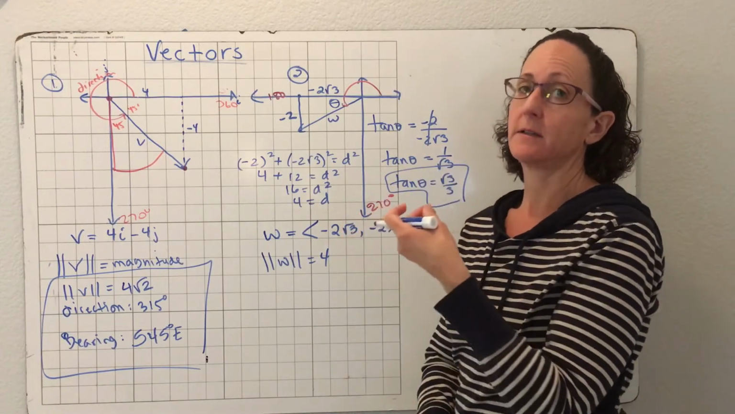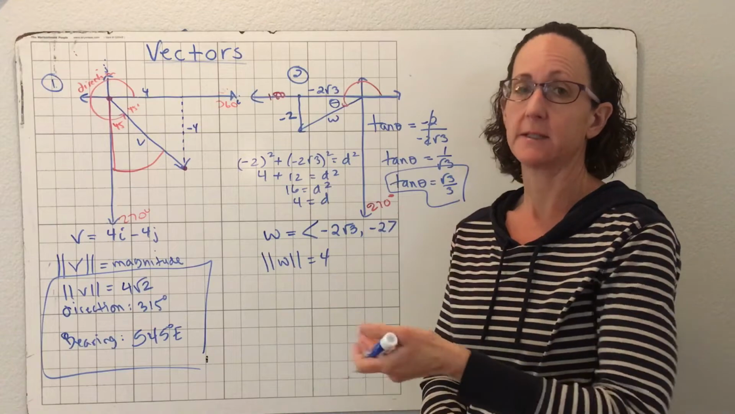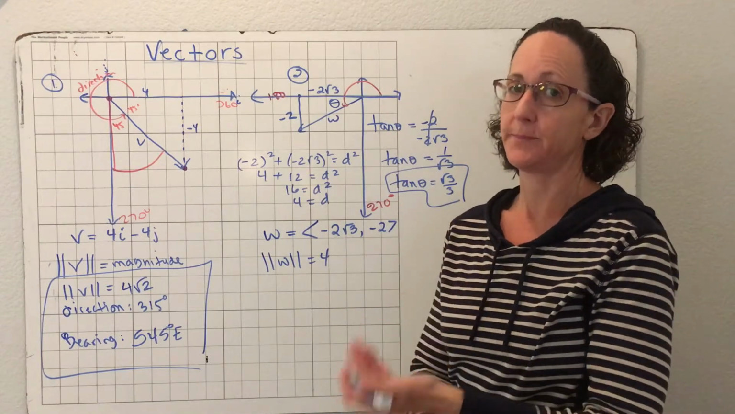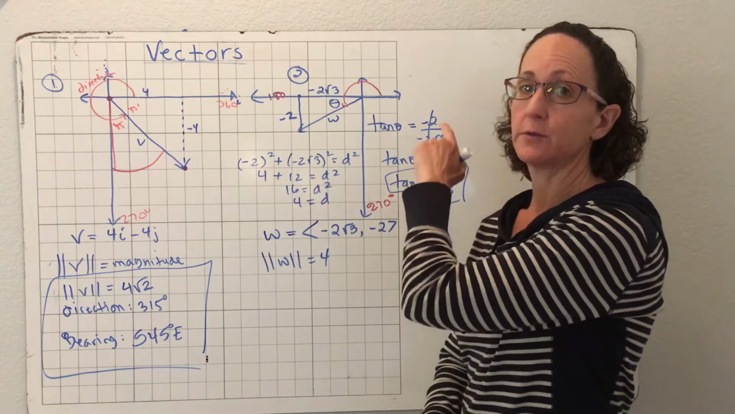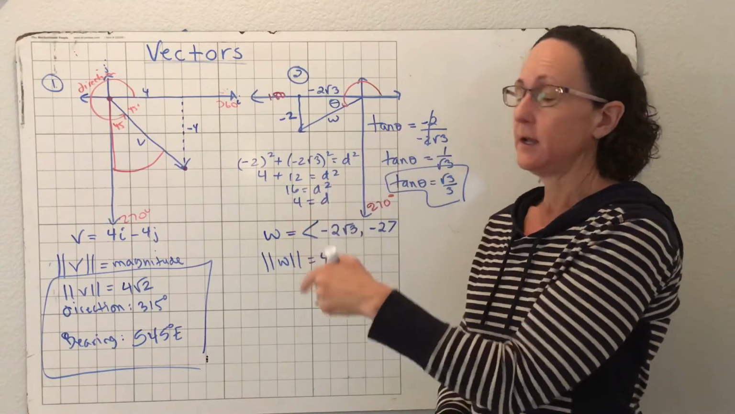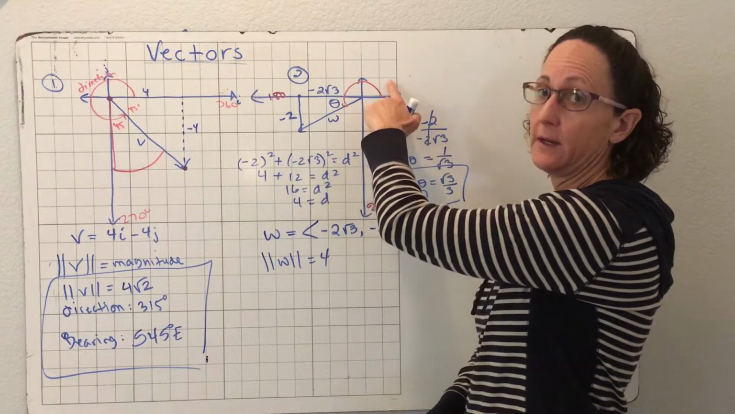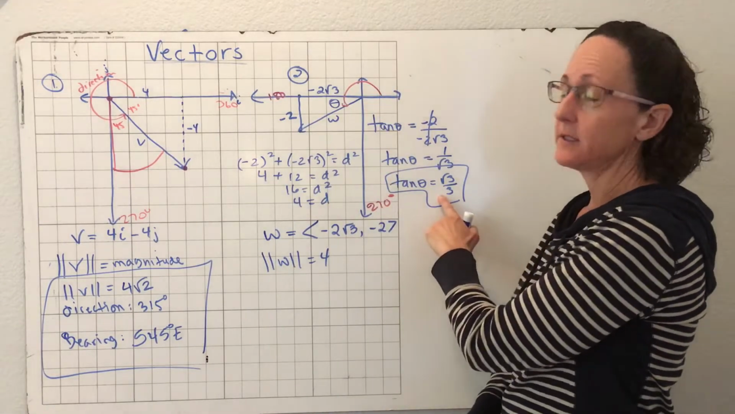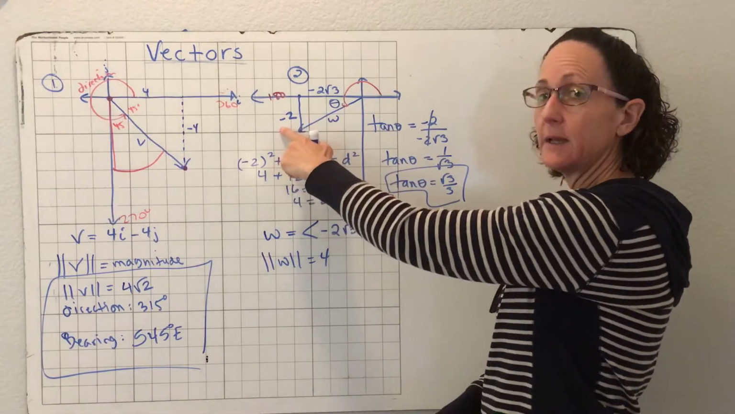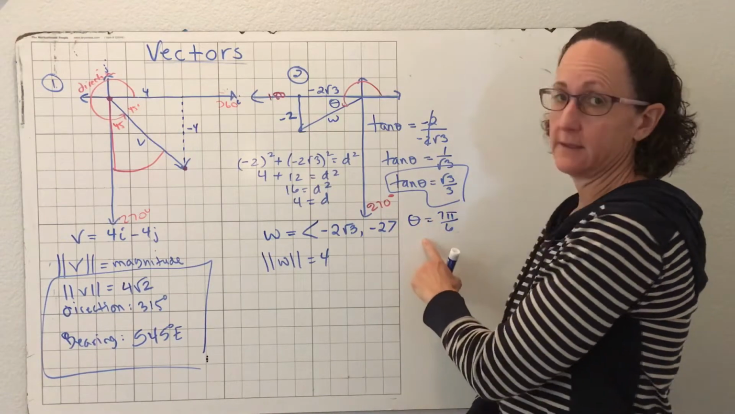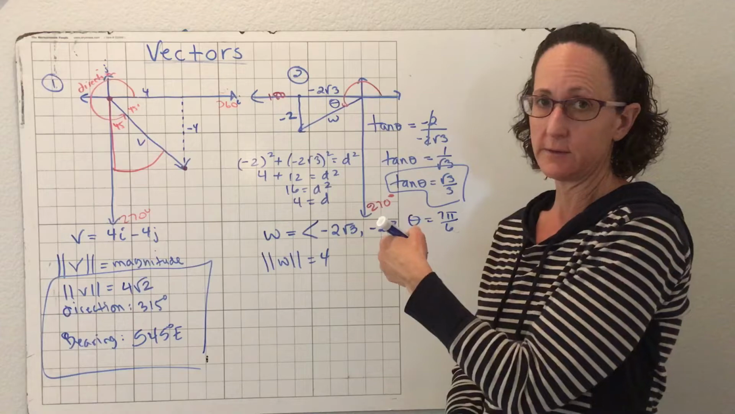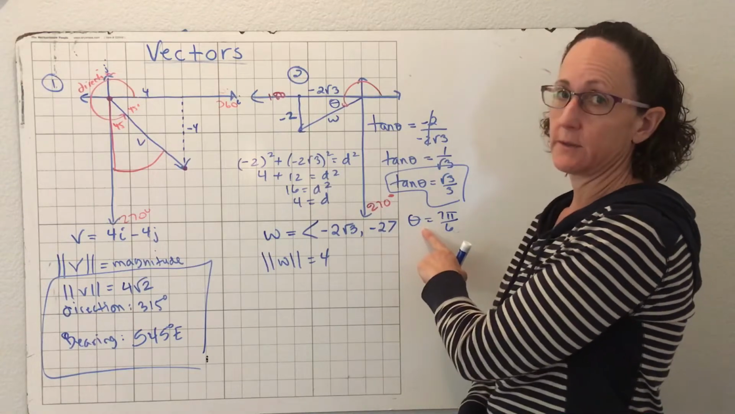Pi over 6 is positive, 5 pi over 6 is negative, 7 pi over 6 is positive, and 11 pi over 6 is negative, right? The positive ones are in quadrants 1 and 3. So we know this is not a quadrant 1 angle, so the answer is not pi over 6. We know it's a quadrant 3 angle, which would make this 7 pi over 6. I always think in radians in my head because I've memorized those. And then you do have to convert that to degrees.